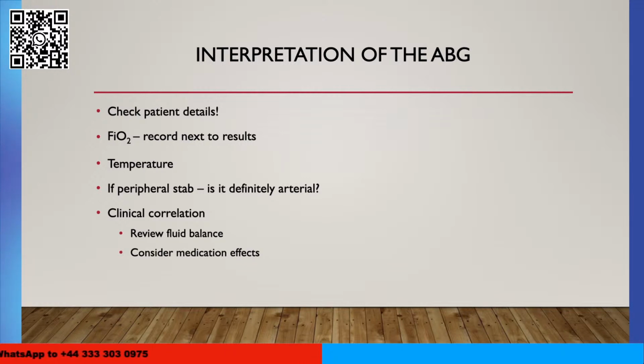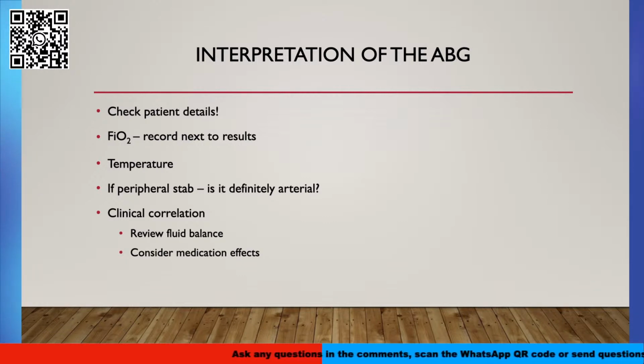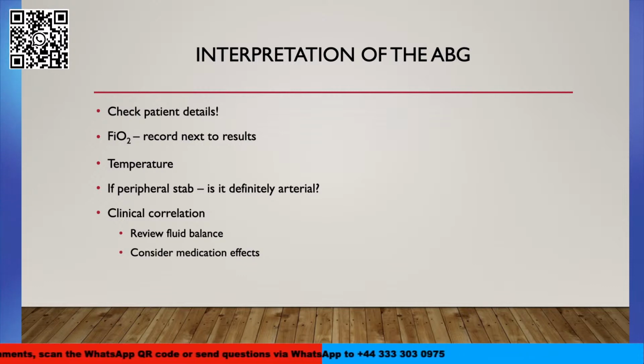Make sure that you note the fraction of inspired oxygen that the patient is on. Your machine may prompt you to enter this before it will print out the results, but if not, make sure you always write it down next to the results. Equally, you often need to input the temperature into the gas analyzer before it will process the result. This allows it to make corrections for the gas results according to the patient's temperature.